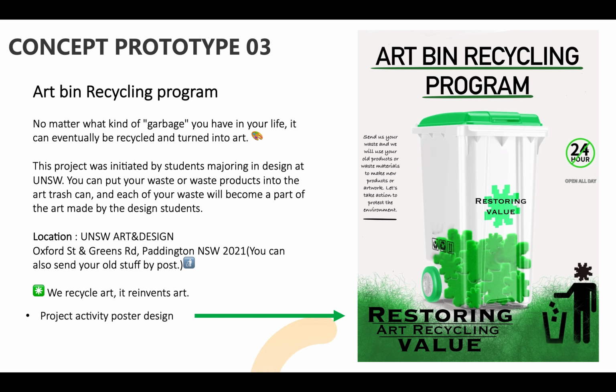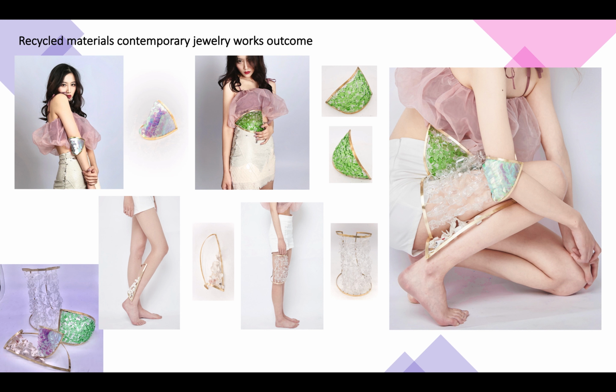You can put your waste or waste product into the art trash bin, and each of your waste items will become a part of the art made by the design students. Aiming at this concept, I made a plastic heat material experiment, and made a contemporary jewelry work with discarded plastic waste material glasses. The four pieces can be folded into a triangle through physical interaction to convey the concept of sustainable use of waste. The trash can be placed in schools to encourage students and the public to participate.